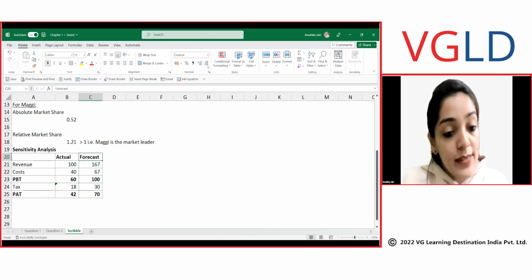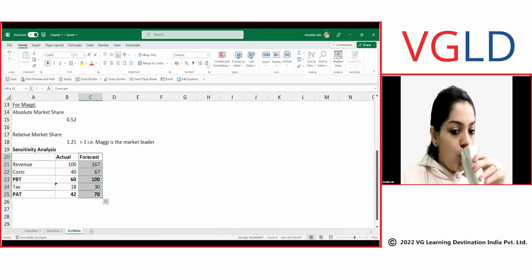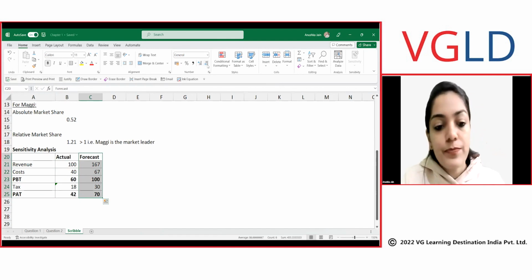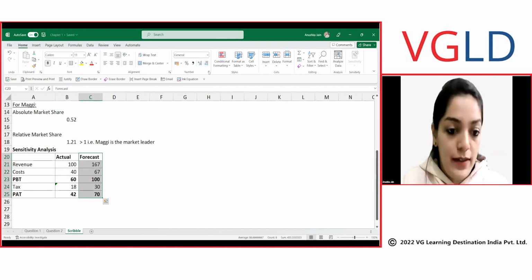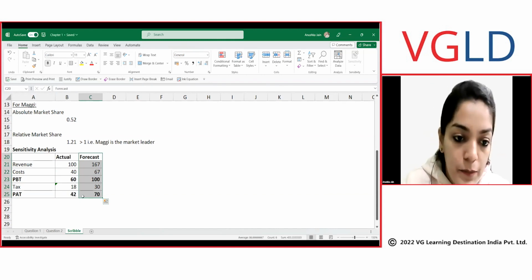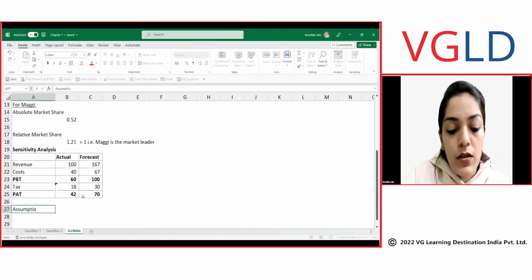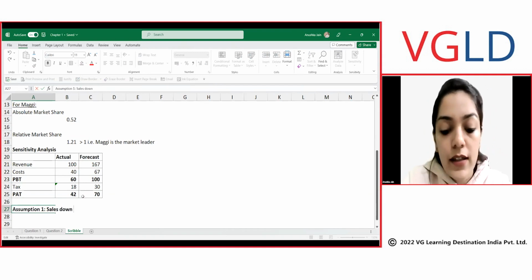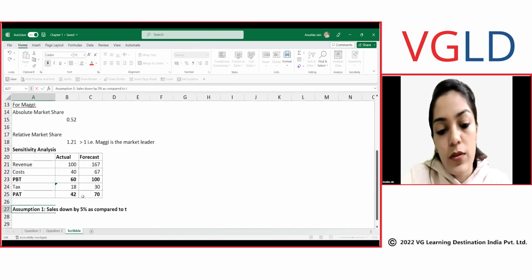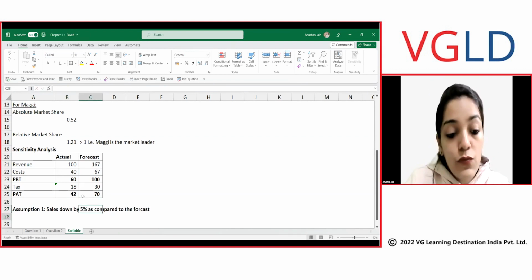This is a forecast. Is it something written in stone that this is what will happen next year? It can change. So what is the sensitivity of this profit to various factors? When I'm doing sensitivity analysis, let us say I will take multiple situations. First assumption, sales are down by 5% as compared to the forecast.